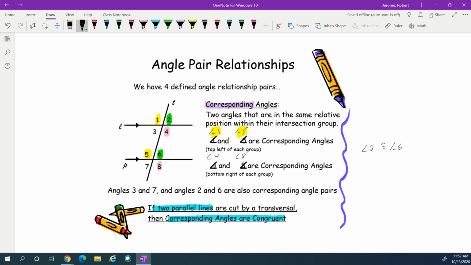Now be careful. They're congruent because the lines are parallel. They're called corresponding angles. So we have to be very careful there. The name comes from their location in the picture. The relationship is based on parallel lines. Not all corresponding angles are congruent. If the lines are parallel, then the corresponding angles are congruent. Only if those lines are parallel.